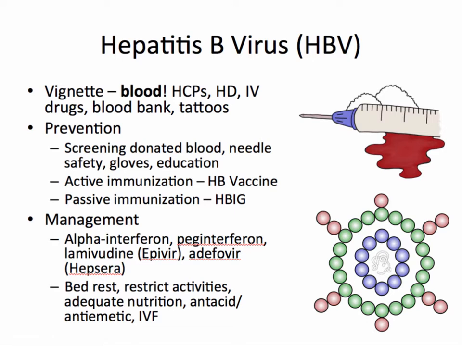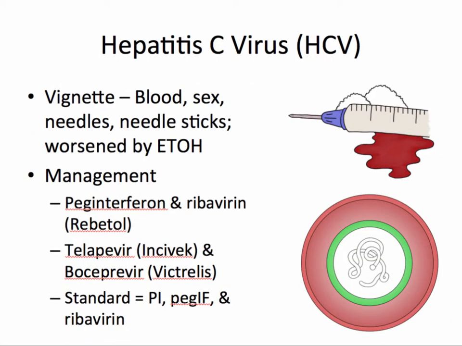You can also obtain prevention through active immunization through the hepatitis B vaccination, as well as passive immunization through the HB immunoglobulin. Management of hepatitis B includes the administration of alpha interferon, PEG interferon, lamivudine, and adefovir. Also included in management is bed rest, restricting activities, adequate nutrition, antacids and antiemetics, and IV fluids.